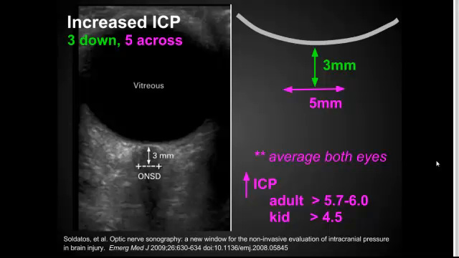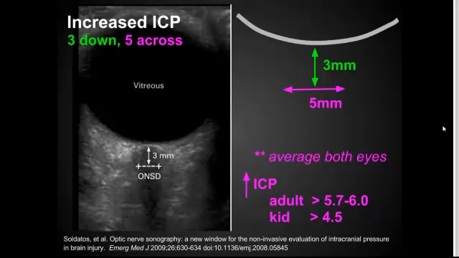So the rule for this is going to be 3 down and 5 across. The reason for that is that you want to be measuring the optic nerve diameter 3 millimeters posterior to the globe. So here you can see on this picture we're measuring 3 millimeters down, and at that point use your caliper on the ultrasound to measure the optic nerve diameter. So 3 down, 5 across. Measure both eyes and average them in order to get an idea if you have increased intracranial pressure.